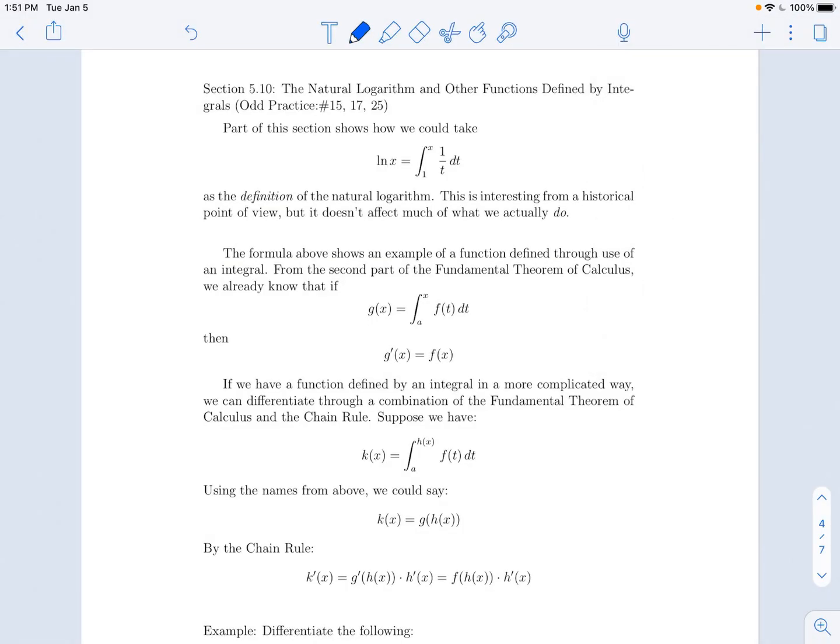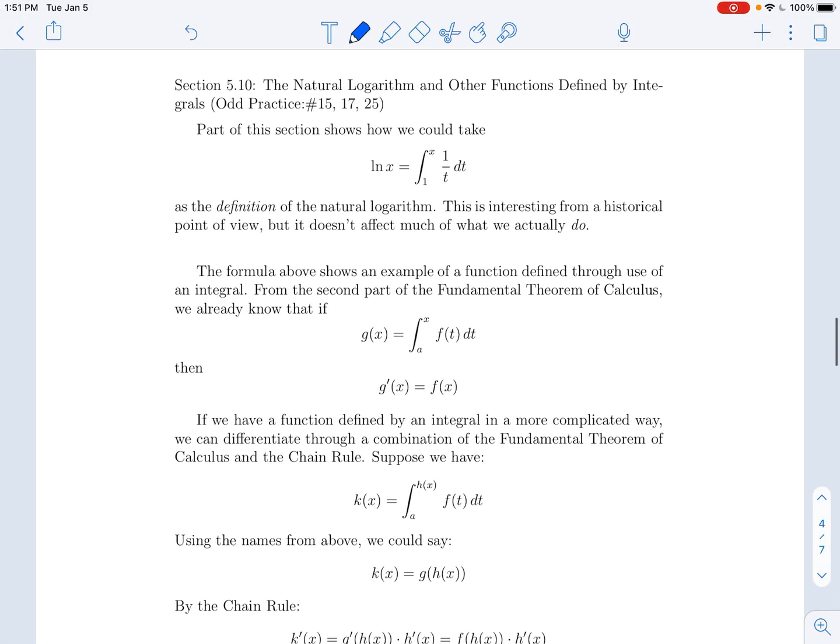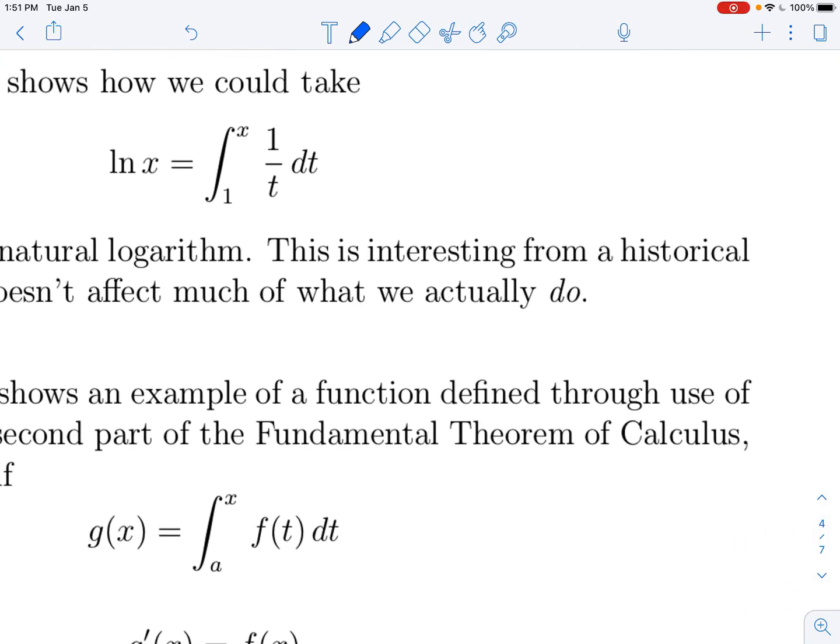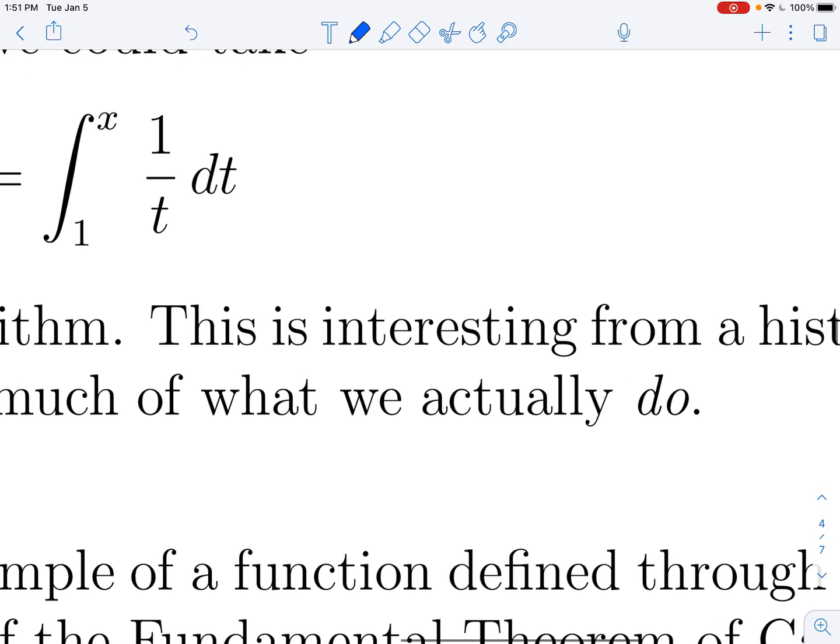Hello, this video is on section 5.10 on the natural logarithm and other functions defined by integrals. Something that's covered in this section that I won't talk about for very long is a way of reintroducing the natural log. So let's look at this integral. You'll notice t here is what's called a dummy variable. T is the variable that just expresses that we are doing an integral, but x is the thing that this depends on.